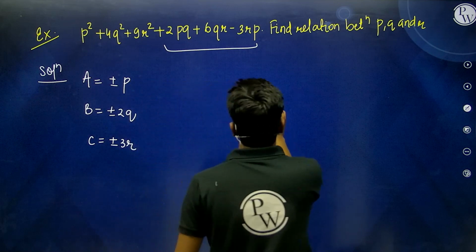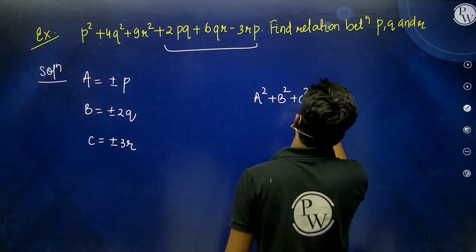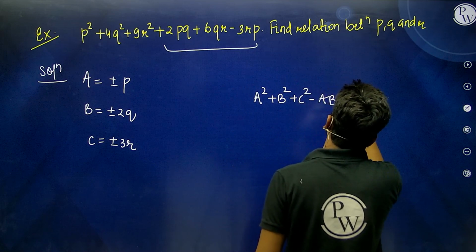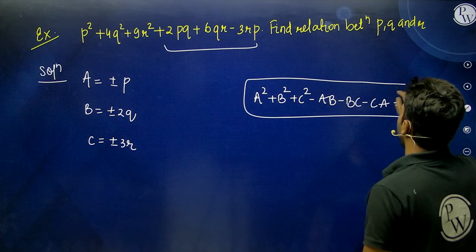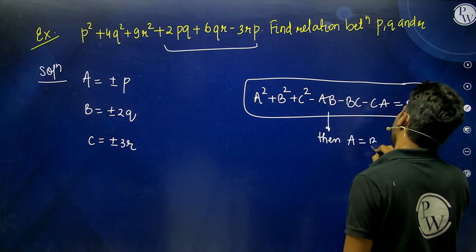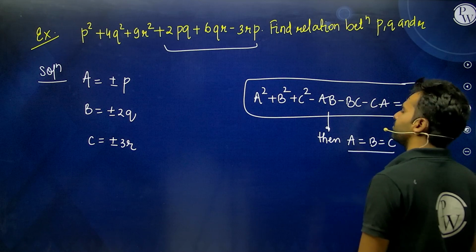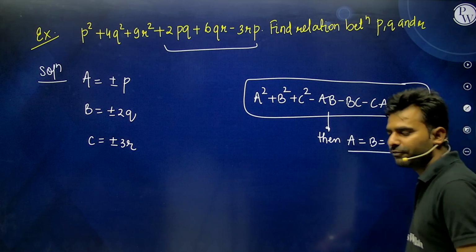So ultimately the equation is what? A square plus B square plus C square minus AB minus BC minus CA. If this thing is equal to 0 given to you, then A and B and C all have to be equal. A, B, and C all have to be equal. Yes or no? Okay. Now try to think what should be the values of A, B, and C.